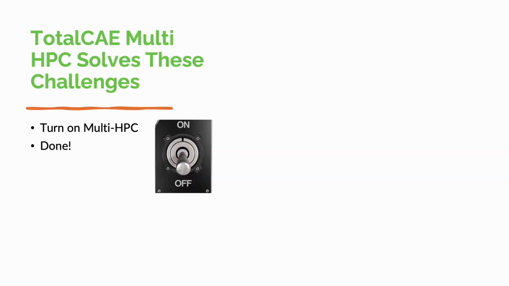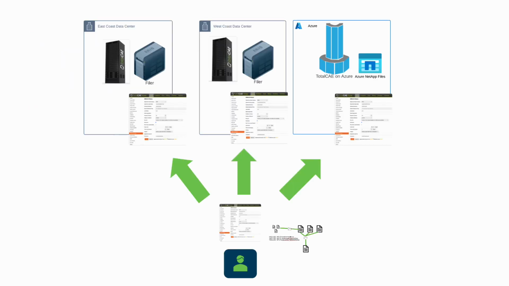So with TotalCAE MultiHPC, it's our normal TotalCAE platform if you're an existing TotalCAE customer. It's just a switch inside of our system that enables it to then talk to all of the different clusters and other cloud solutions that you have in your environment, and then automatically enables the ability to see all of the other clusters and submit to all the different systems and orchestrate all the data. So it's an on and off button inside of our system and quite simple to set up.